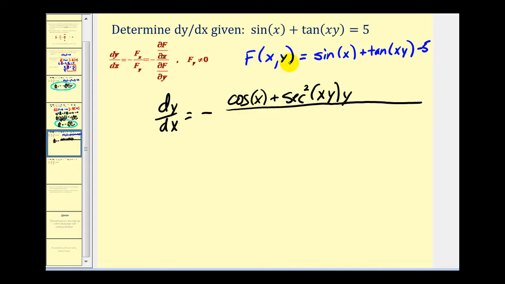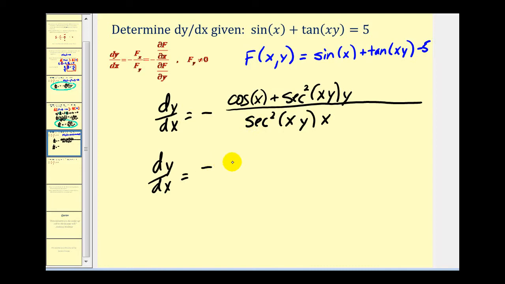We're going to divide this by the partial derivative of f with respect to y. So this derivative would be 0, and this is going to be secant squared xy times x. And of course derivative of 5 is 0 again. Let's go ahead and simplify this.